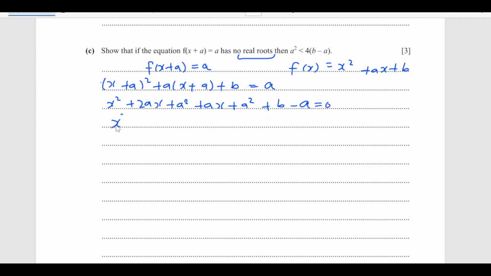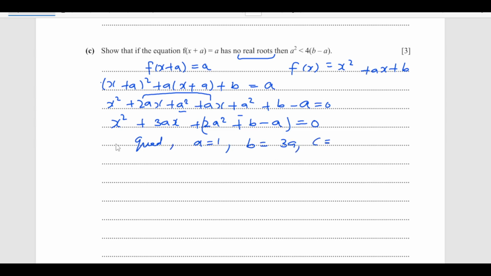Combining the like terms: x^2, then 2ax + ax is 3ax, then a^2 + a^2 is 2a^2, plus b minus a, right? So, this is our constant term which is independent of x. This is now a quadratic in x. You see x squared, x, and then the constant term, with a equal to 1, b equal to 3a, and c equal to 2a^2 + b - a.